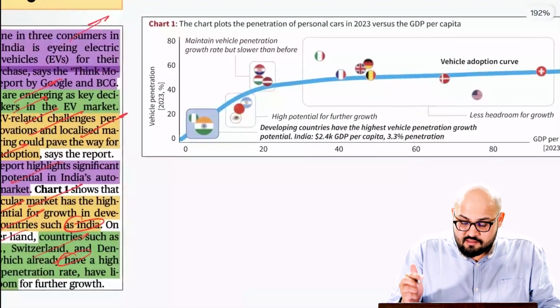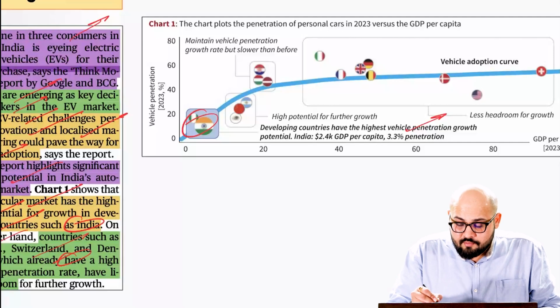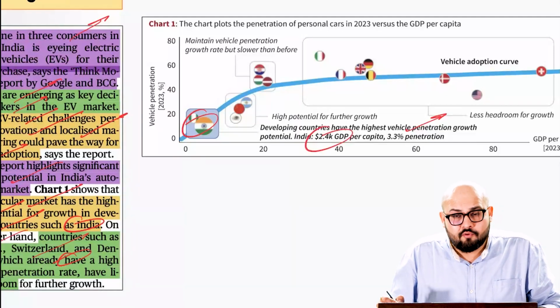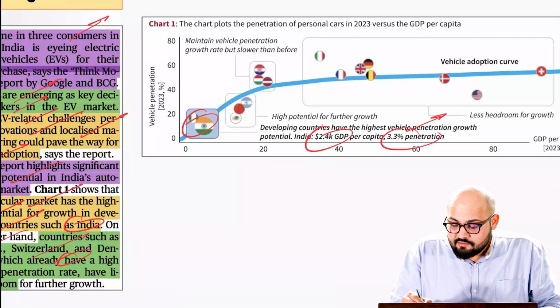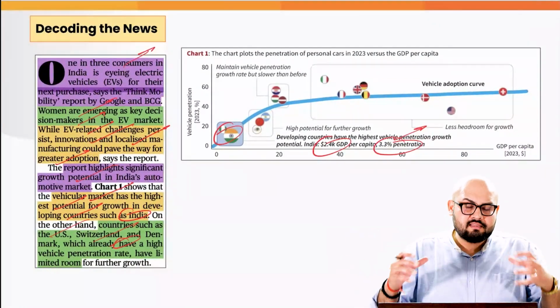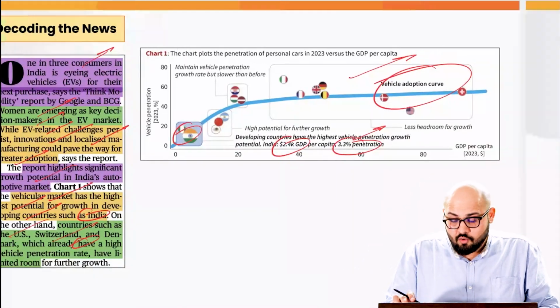So just look at this, that we have countries like India. So they have huge potential. So developing countries have the highest vehicle penetration growth potential. India, $2.4 thousand GDP per capita, 3.3 penetration, just 3.3. So it has a huge potential for integrating the electric vehicles. And for these countries, the adoption rate is quite low.